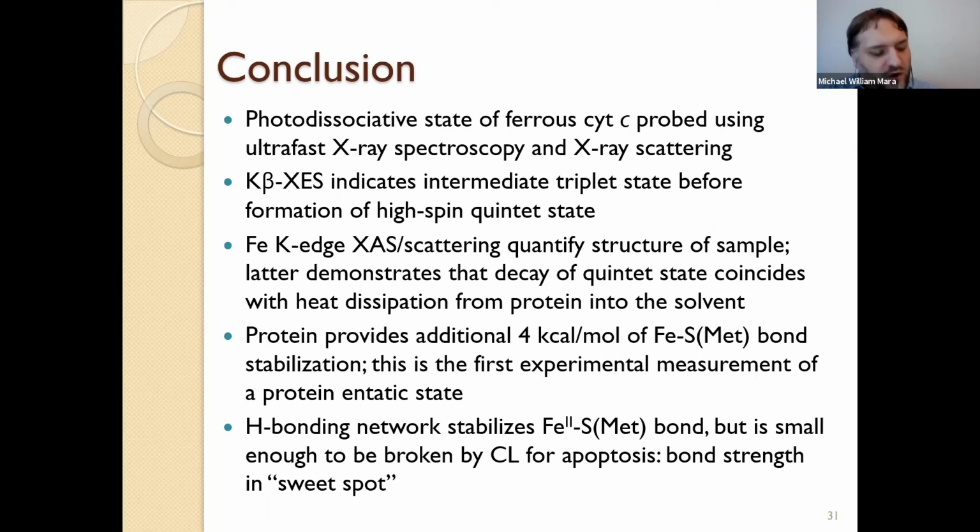So while you still could have come to the same conclusion, you could have extracted the same entatic state number, because you would have still had the same equilibrium constant argument from the Kbeta data, and still would have had the same resonance Raman data. But I think that the scattering really nails home just how the heat dissipation works, and it's the only direct measurement of the temperature buildup in the solvent upon cytochrome C excitation that I know of. There's probably other ways to do it, but I haven't seen it if it's there.